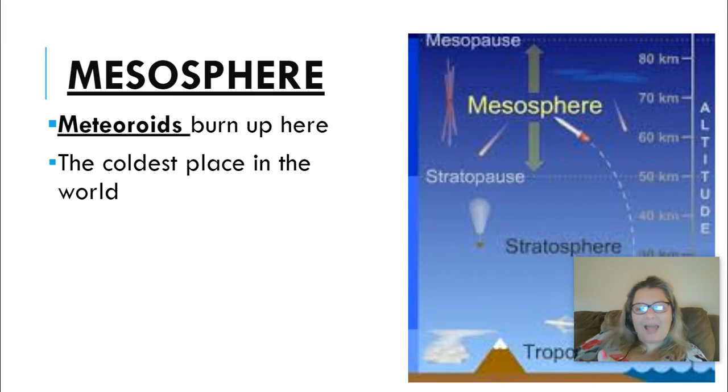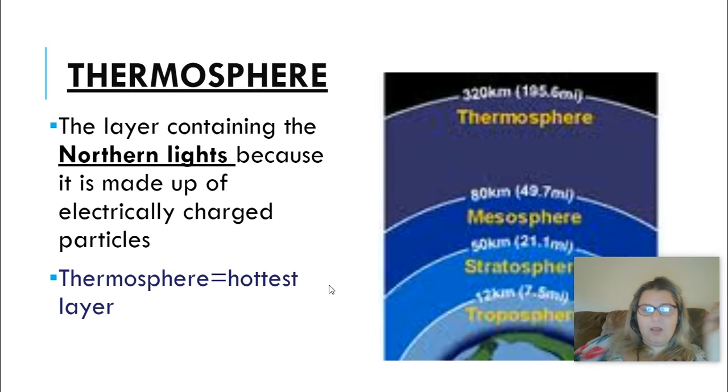Well, how does that happen? Meteors burn up here because it is so cold. And if you remember, a meteoroid is a rock that's basically on fire. It's traveling through space, it's on fire, so you get the extreme temperatures and the rock breaks up. So that's what helps keep us safe from meteors that are out in space because of the mesosphere.